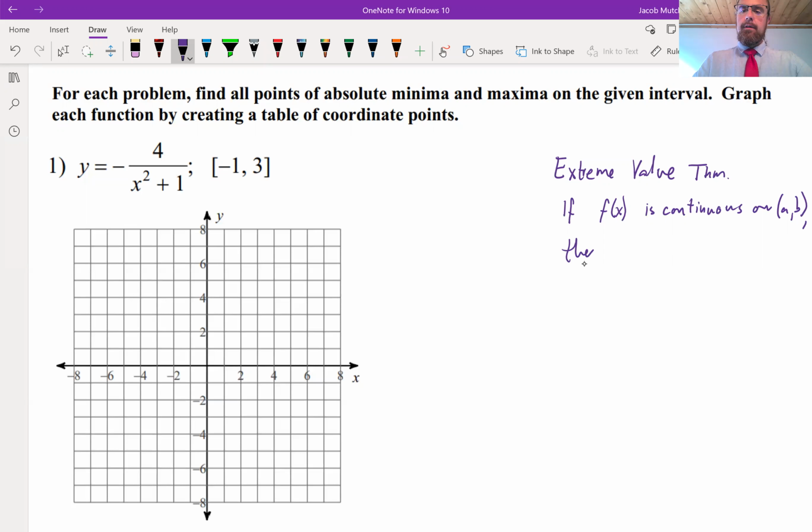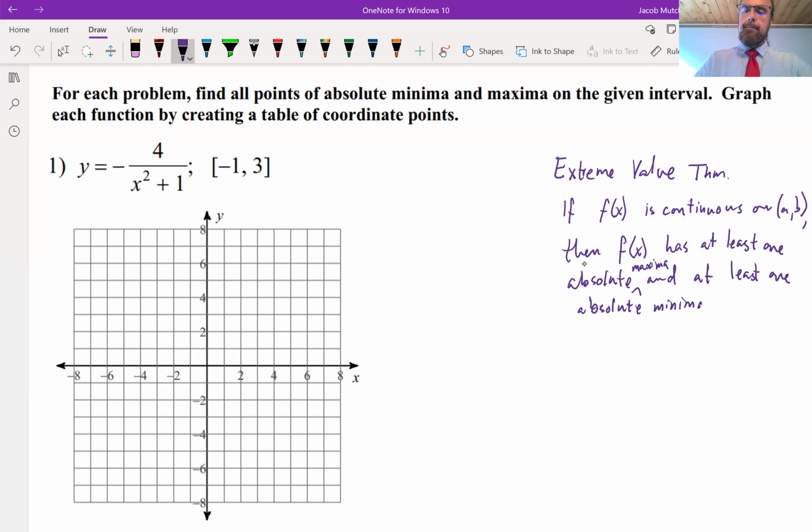Then the function f of x has at least one absolute maxima and at least one absolute minima. And we just have to keep in mind this could have the maxima or the minima within the interval. It could be one of the endpoints. I forgot the word maxima. And at least one absolute minima in the interval from a to b.